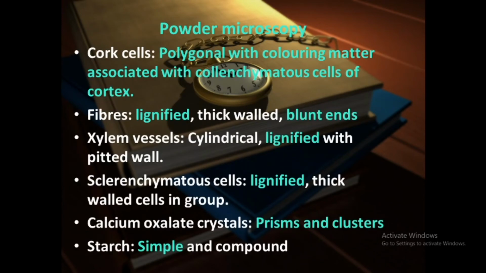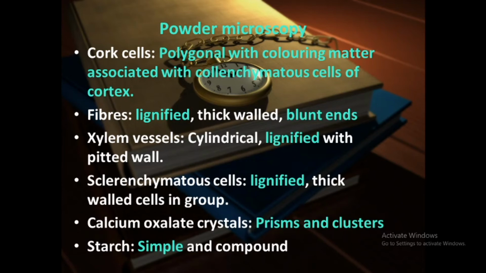Just see the powder microscopy. As we discussed earlier, the transverse section shows the presence of cork. So an important microscopic characteristic of Tinospora powder is the cork cell. These cork cells are polygonal cells with coloring matter, because of the presence of brownish pigment in cork. This cork cell shows the presence of collenchymatous cells of cortex. Then fibers, these are lignified thick wall fibers with blunt ends.